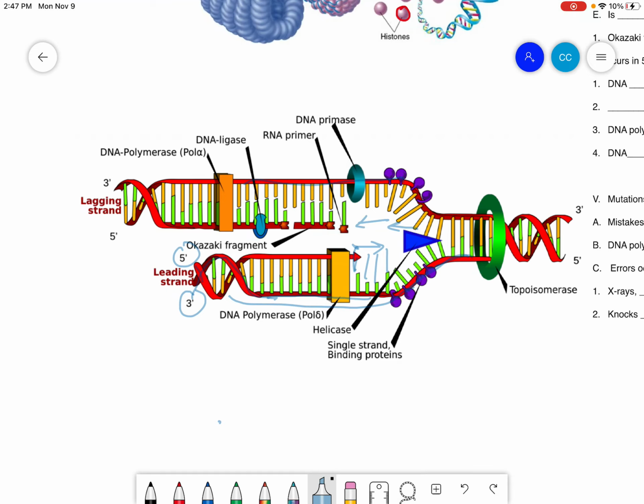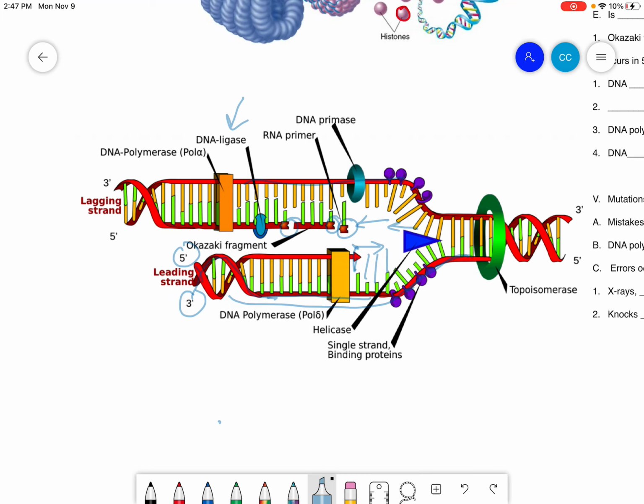So they have little primers that they get attached to, and they all will be joined together. All these little primer pieces will be cut out, and DNA will be spliced in by a DNA ligase at the very end. So it'll follow along behind this process, kind of zipping it all back together.